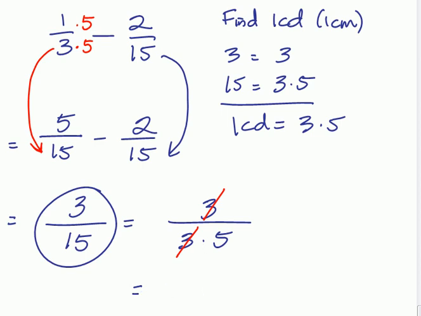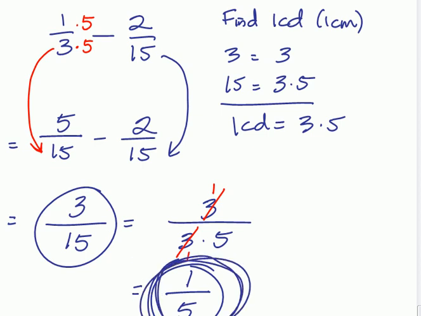So do you remember when I said when we cancel, we're really dividing? So 3 divided by 3 is 1, and 3 divided by 3 down here is 1. So keep that in mind. If there's nothing left in the numerator, what you've just got really is a 1. So 1/5 is our final answer, and we'll put a double circle around it and say that's our final answer.